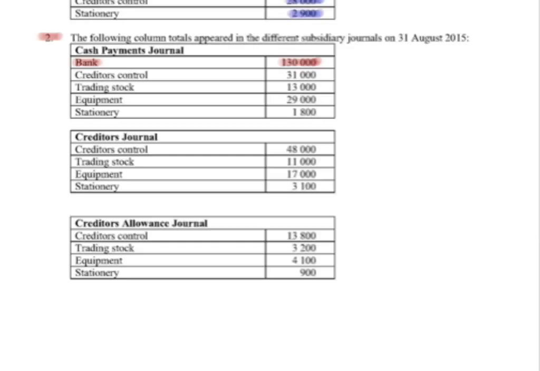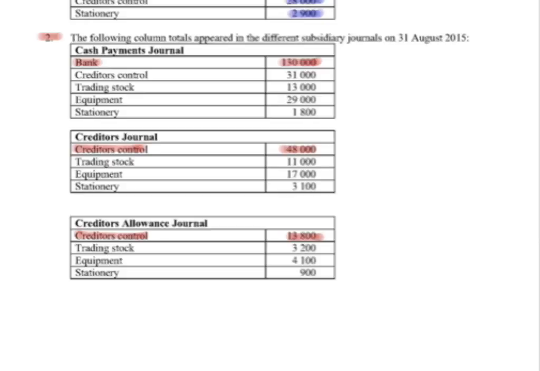If, however, we look at a journal such as a credit journal, then remember the main account when we purchase on credit is Creditors Control. So in the CJ and the CAJ, the main account is Creditors Control. Now, why is it necessary for us to identify the main account?